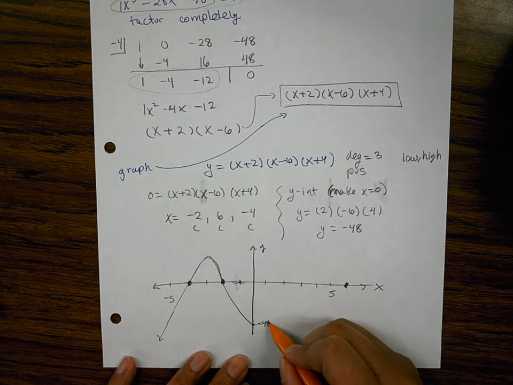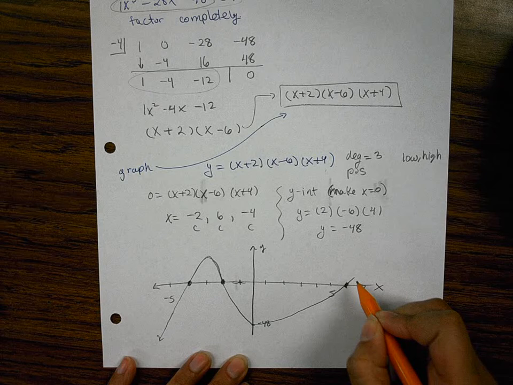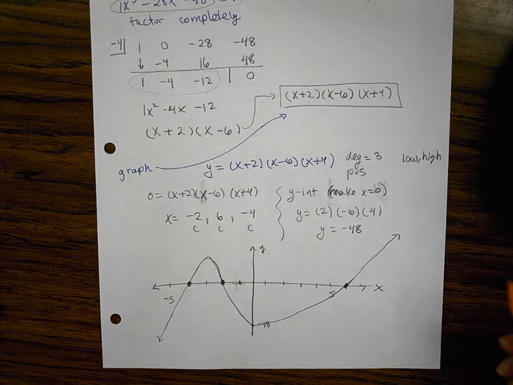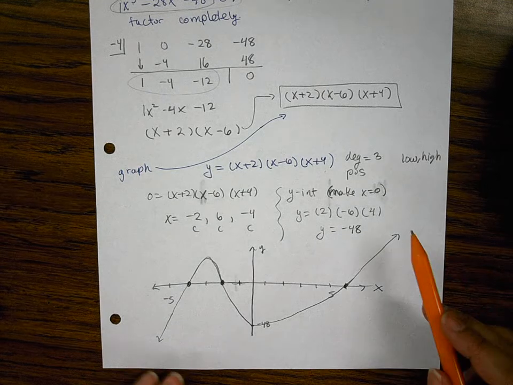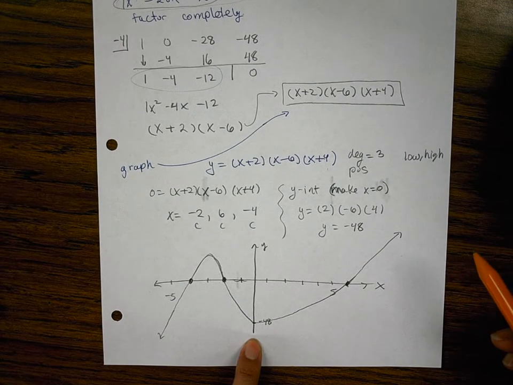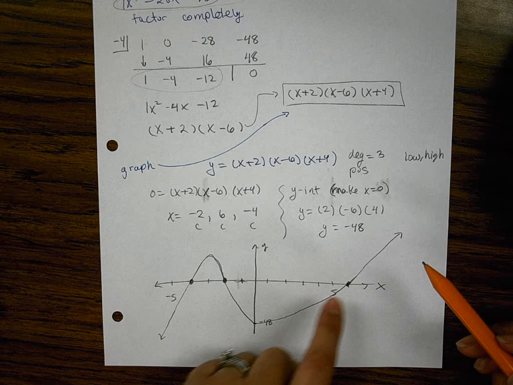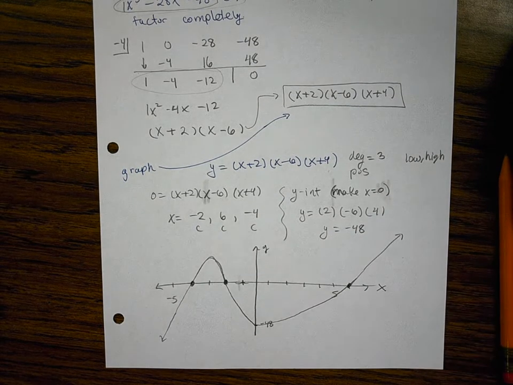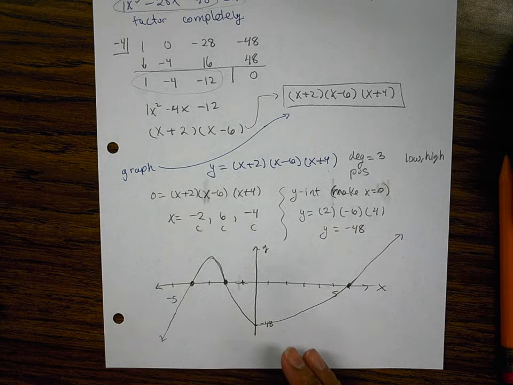I don't bounce it. I cross it, and since there's no more x-intercepts pulling me down, I'm coming up and ending up on the top side, going up forever. Started low, end high, y-intercept -48, and I have all three x-intercepts. All right. That's it for that problem. Moving on to number 2.